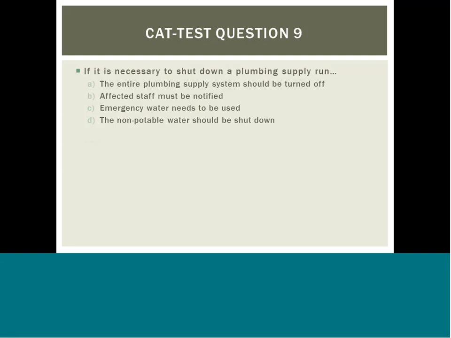CAT test question 9. If it is necessary to shut down a plumbing supply run, A, the entire plumbing supply system should be turned off. B, affected staff must be notified. C, emergency water needs to be used. D, the non-potable water should be shut down.